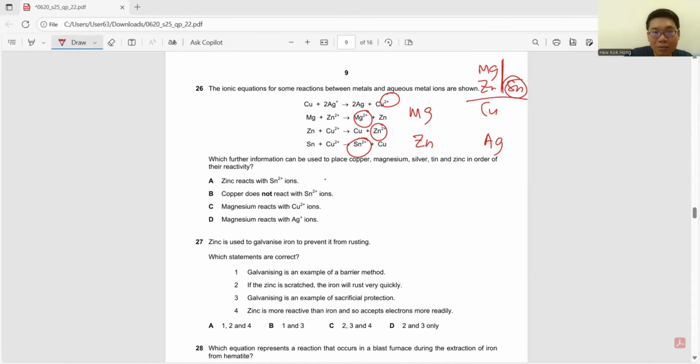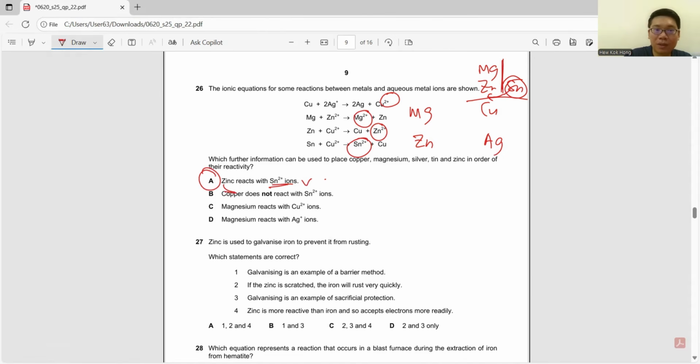So A, they say zinc reacts with Sn. If zinc reacts with Sn, we can confirm where Sn is placed. So this is a very important piece of information. Copper and Sn, we already confirmed Sn is above copper, so it won't help. Magnesium and copper, we already confirmed, and the same goes for magnesium and silver. So only A is the extra information that helps us arrange them.